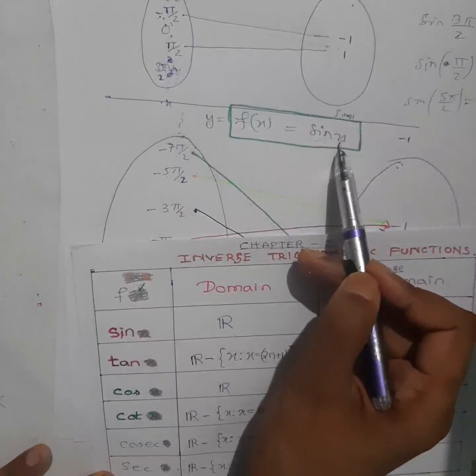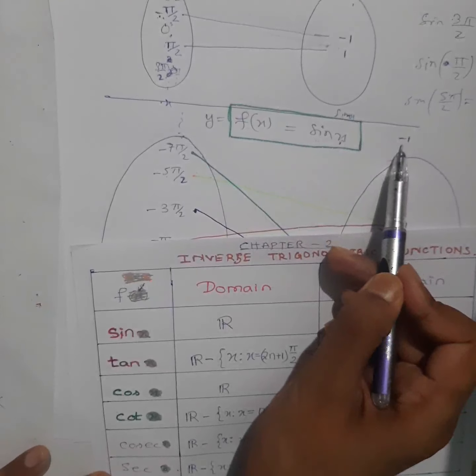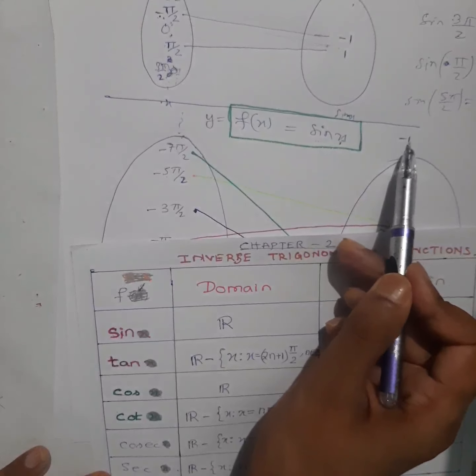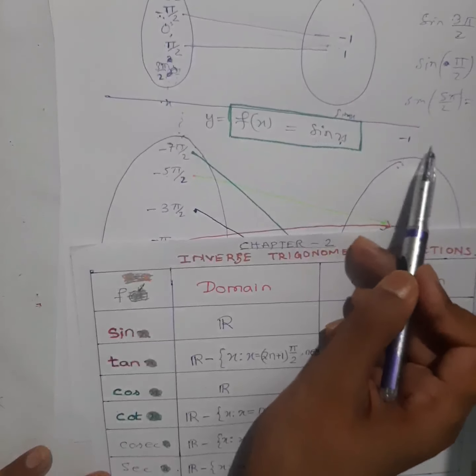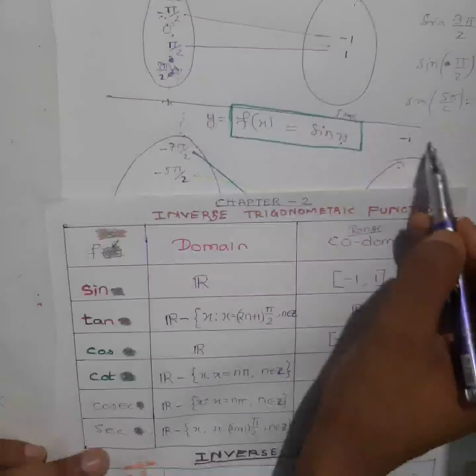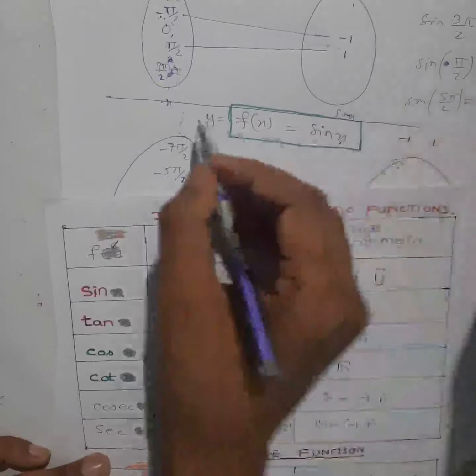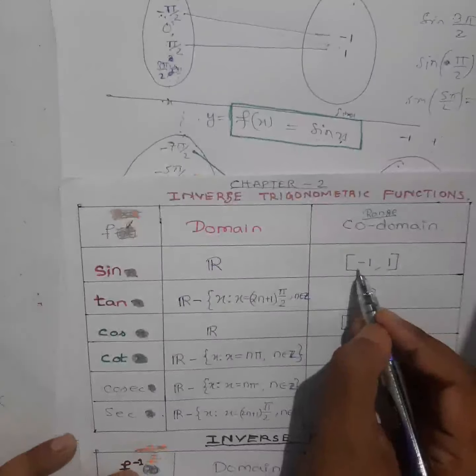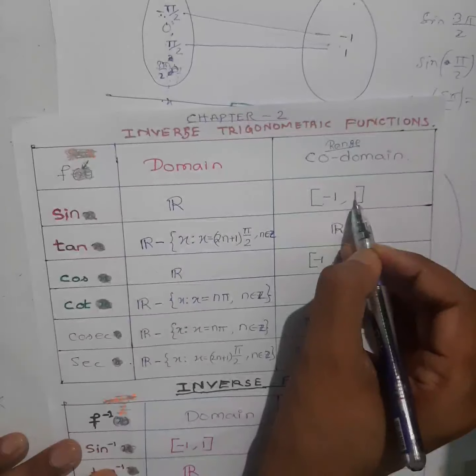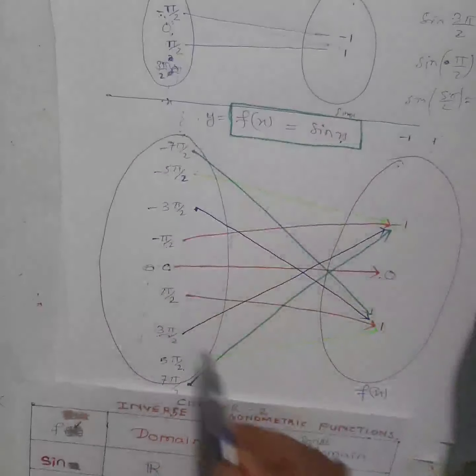Any real number you take in place of x, y you will get what? Either minus 1 or 1, or between minus 1 to 1. All the values you will get between this. So how you will write? This one will be what? Range, right? Y value was your range. So your range will be minus 1 to 1. So this will be the mapping.